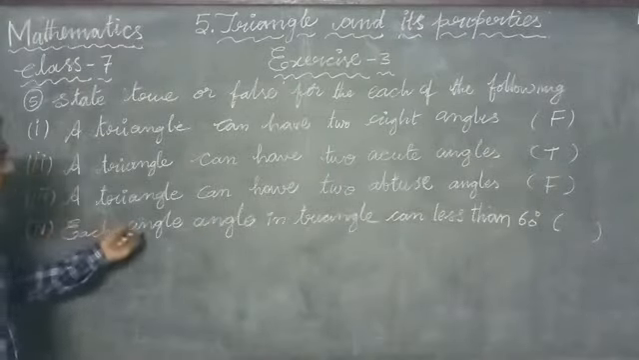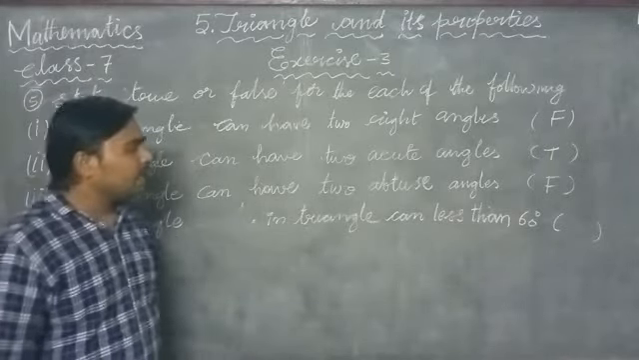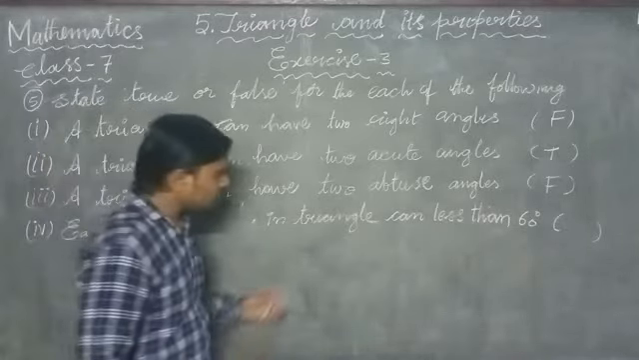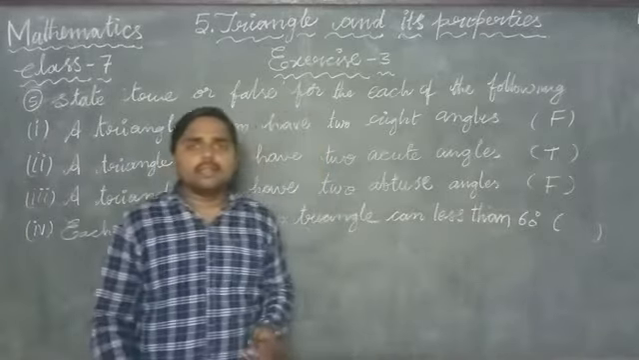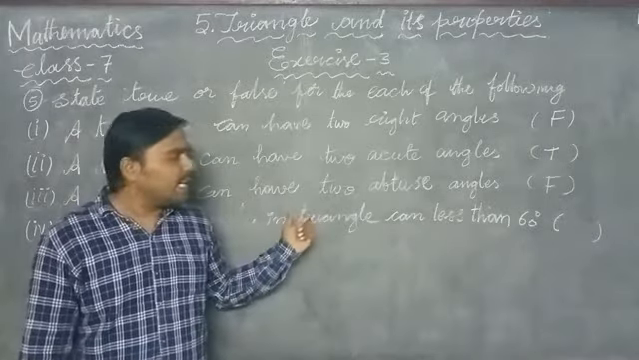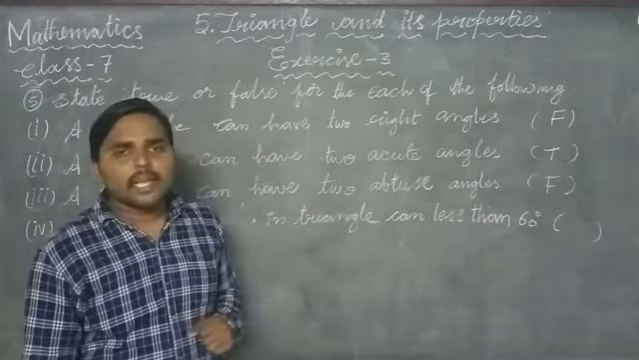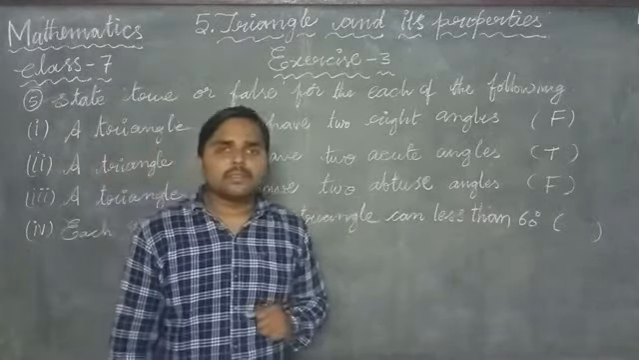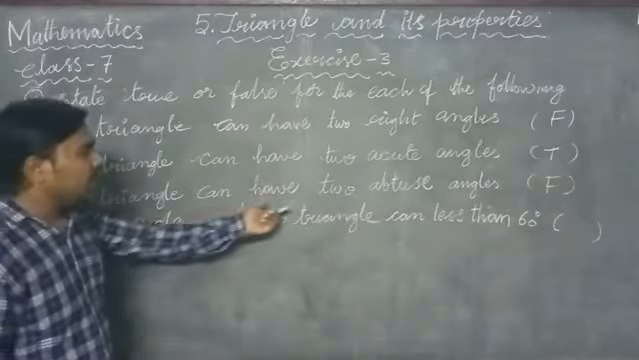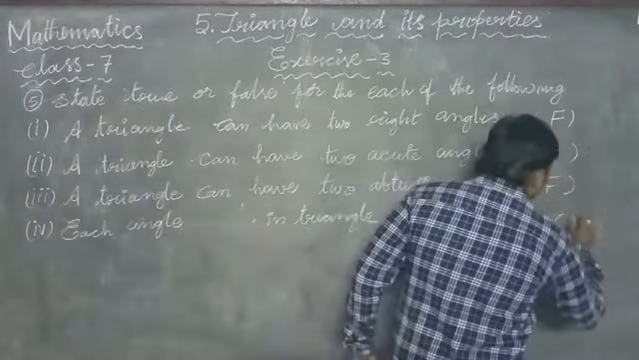Now, each angle in a triangle can be less than 60 degrees. The sum of all angles in a triangle is 180 degrees. Suppose each angle in a triangle is less than 60 degrees, then if you sum all the angles in the triangle, it would not equal 180 degrees. So it is a false statement. It is not possible.